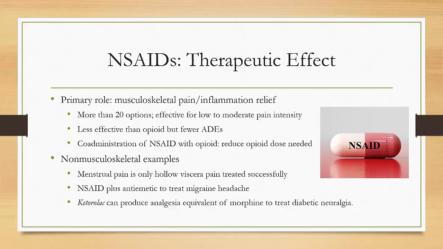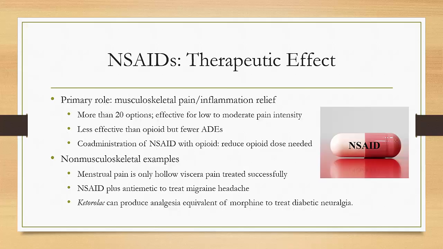Co-administration of NSAIDs can reduce the opioid dose needed for sufficient pain control and thus reduce the likelihood of adverse opioid effects. Postoperative pain or pain arising from inflammation, such as arthritic pain, is controlled well by NSAIDs, whereas pain arising from the hollow viscera usually is not relieved. An exception to this is menstrual pain. Treatment of menstrual pain with NSAIDs is often useful.